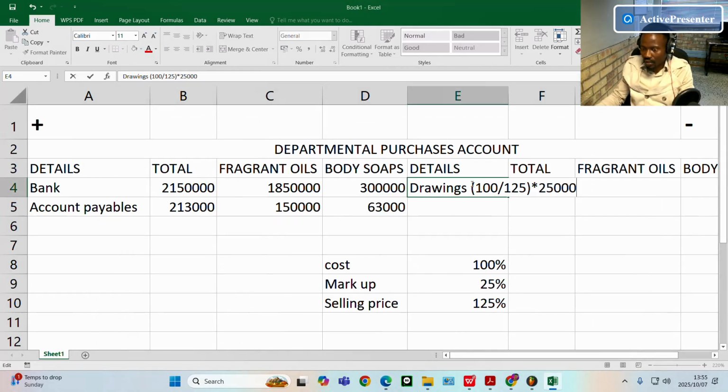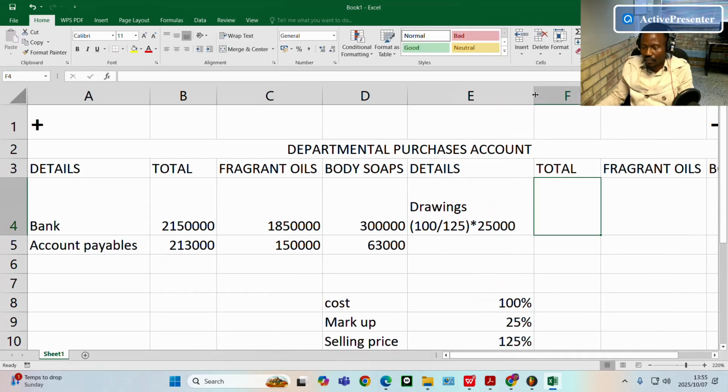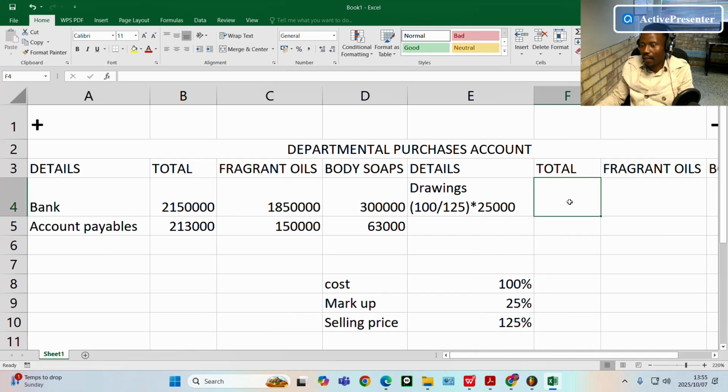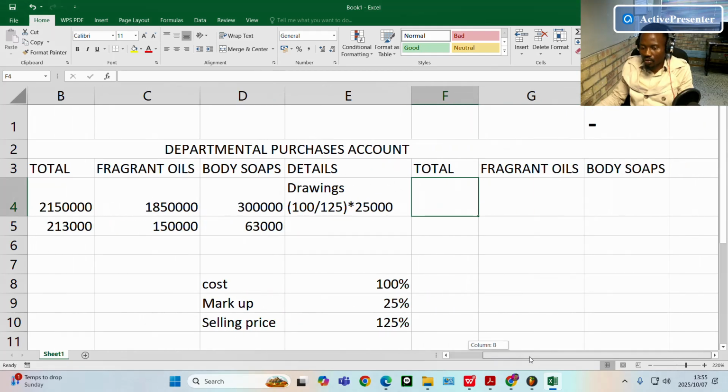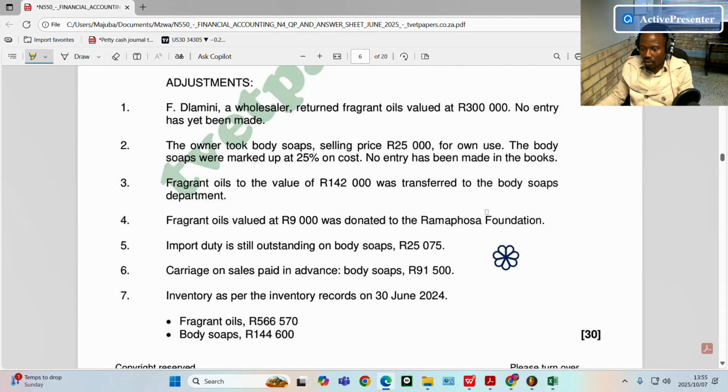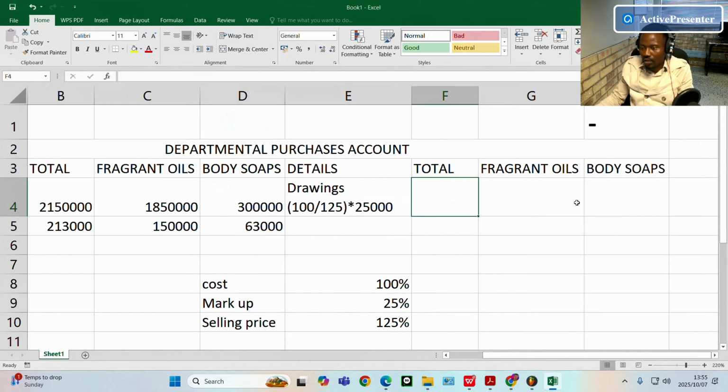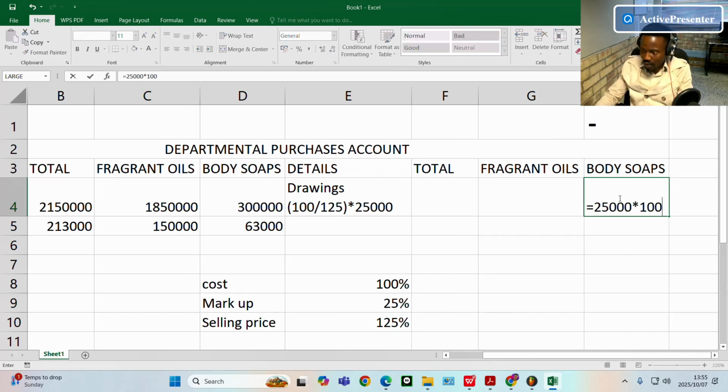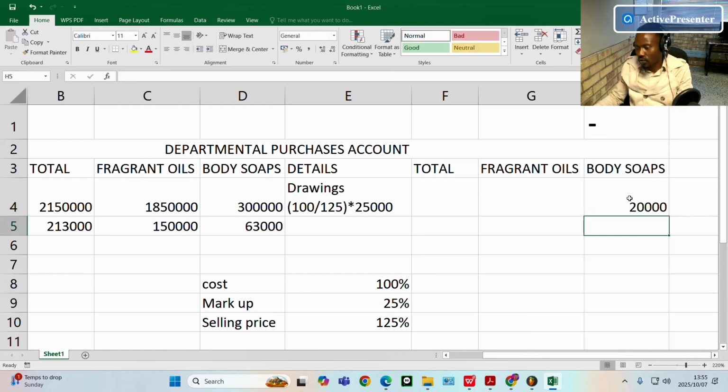25,000. Remember, the drawings were for body soaps, if I'm not mistaken. Yes, it is for body soaps, so it's going to go here. So it equals 25,000 times 100 over 125. So we get 20,000. Okay, we move on to the next adjustment.